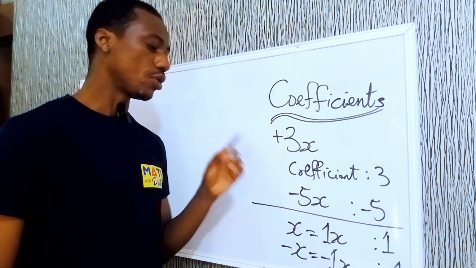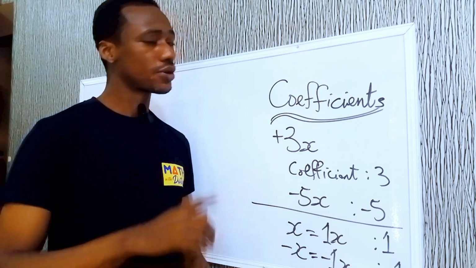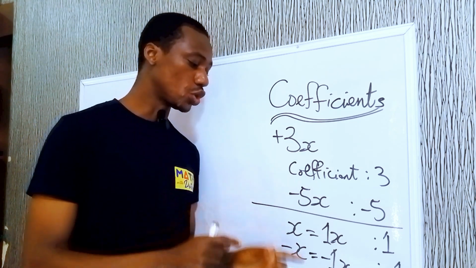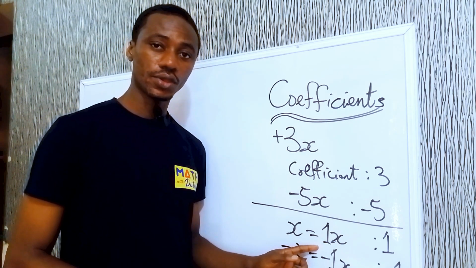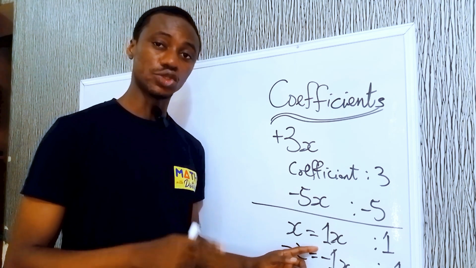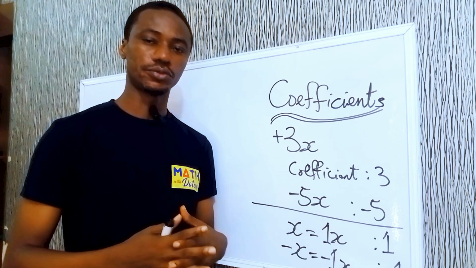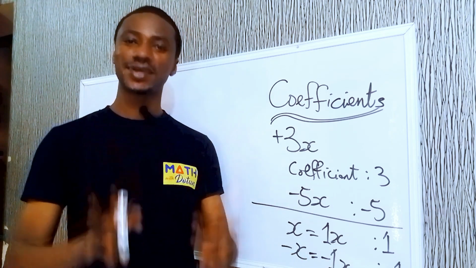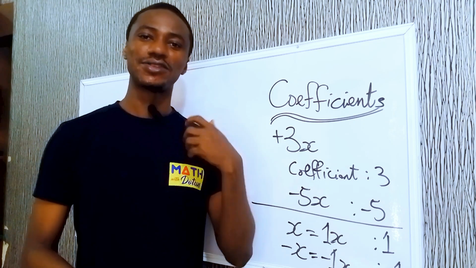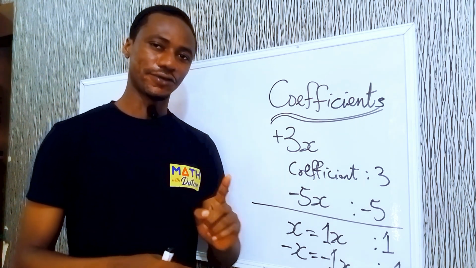But when we need to simplify or solve an equation, it becomes important for us to know that we have a hidden coefficient, which is 1, in a letter or variable that does not have any number visible attached to it. So take note of it. Remember, a coefficient is a number multiplying a variable.